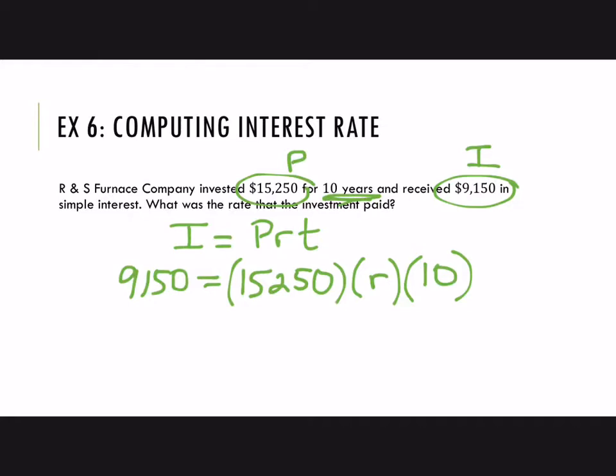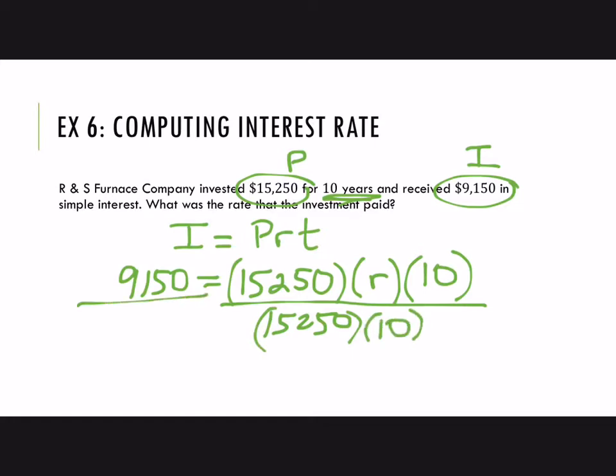So one thing we could do now, we could multiply 15,250 times 10 first, or I could just start by dividing to try to figure out this rate. The rate is combined with those two other numbers, so I want to get rid of those. So I want to divide by 15,250 and also divide by 10 to see what just the rate is.